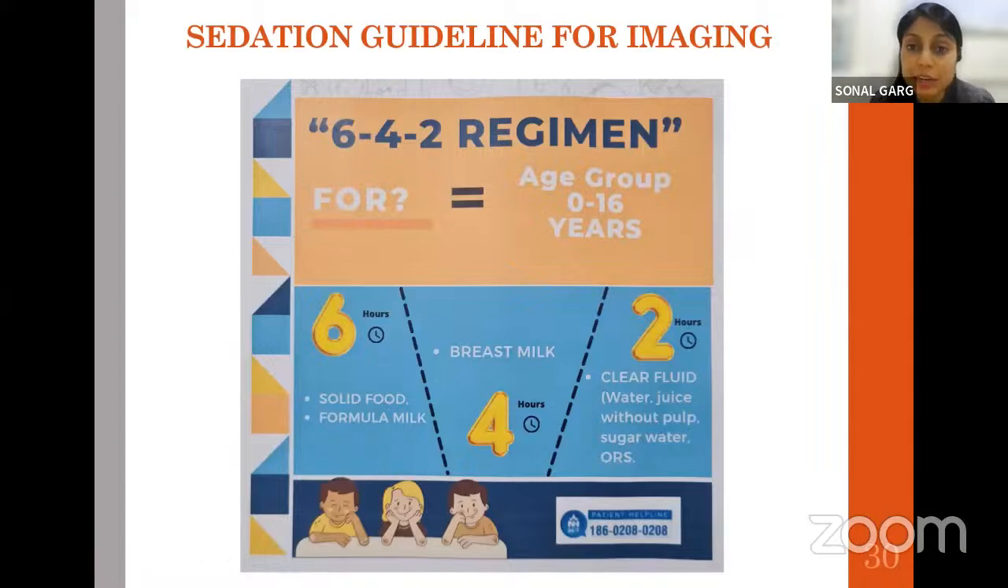Okay, now this is the sedation guideline for imaging that we follow at SRCC. It is called the 6-4-2 regimen. So we need 6 hours complete fasting for all solid food and formula milk, 4 hours fasting for breast milk and other liquids, and 2 hours for clear fluids: the child can continue to drink clear fluids like water and juice without pulp, like Appy Fizz, sugar water, glucose water, etc., up to 2 hours. So there is no need to make the child hypoglycemic to the point where the children and the parents are screaming. So this is a very robust regimen that we follow here, and it has been very well accepted by the doctors, the patients, and everyone.